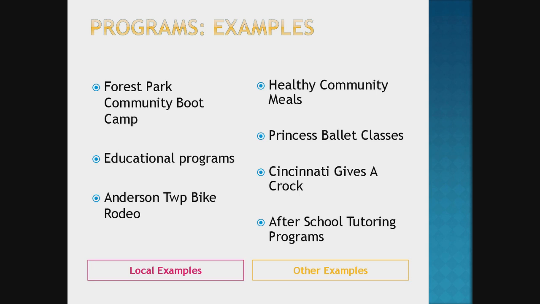There are many examples of programs that happen at a local level. So we're going to talk through a few of them today. So Forest Park has started a free community boot camp program to get residents working out and moving. Residents are able to attend these classes on Saturday mornings at no cost.